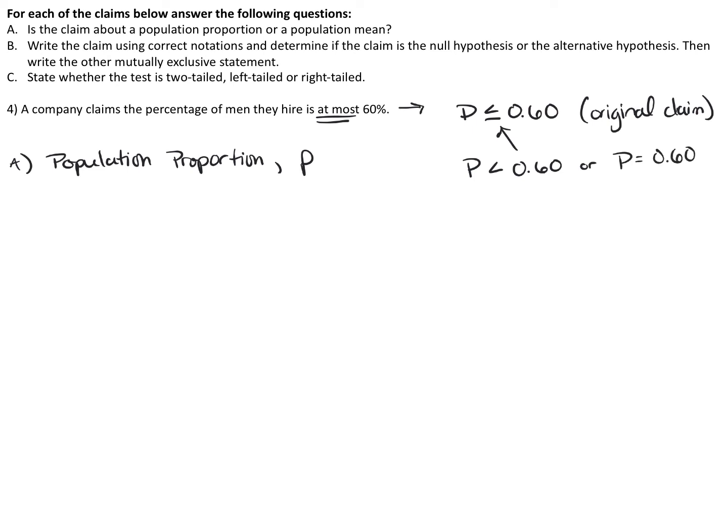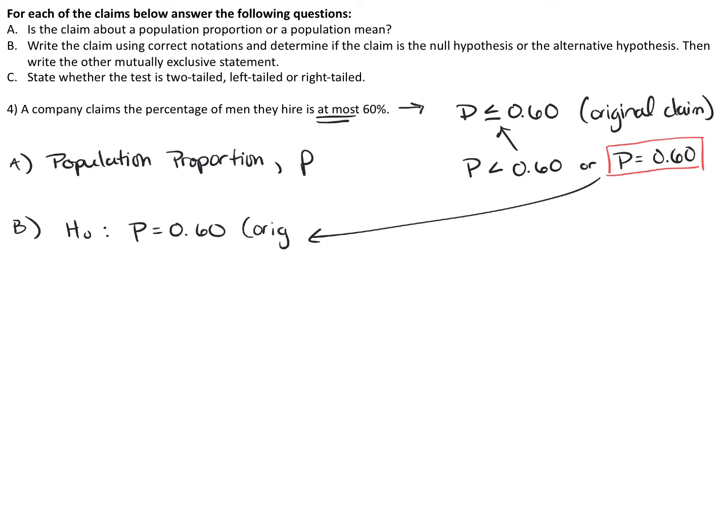So what do we do in this situation? We always take the statement that contains the equal sign, and that automatically becomes the null hypothesis. So I'm going to write this down as the null hypothesis, P equals 0.60, and keep track that this is the original claim. Again, keeping track of the original claim will help you later on when you write your conclusion.